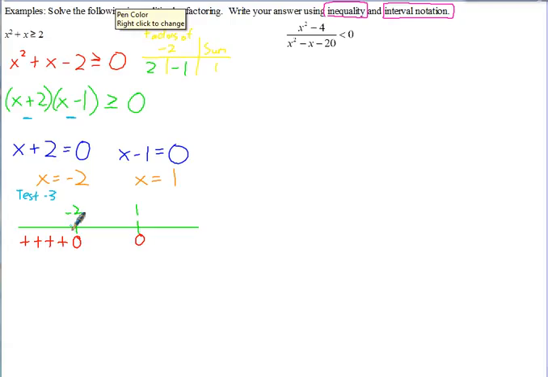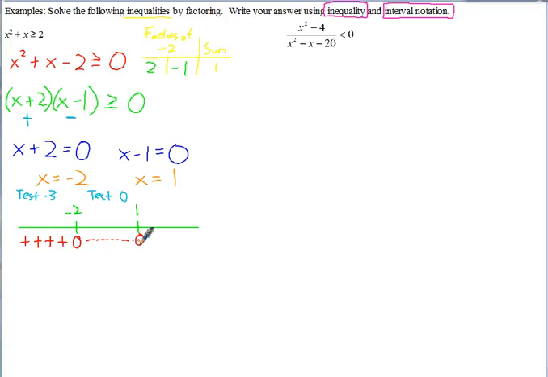Now let's test something between negative 2 and 1. Well, probably the easiest thing to test there is 0. 0 is between negative 2 and 1. If we test 0, 0 plus 2 is positive. 0 minus 1 is negative. A positive times a negative is negative. So not only 0, but everything between negative 2 and 1 would be negative.